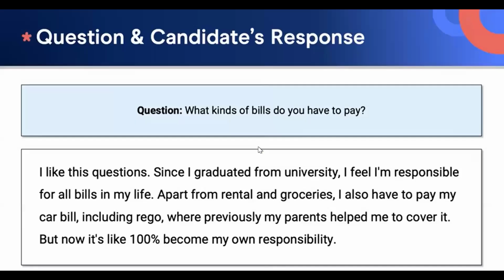Tim structures this answer well. He explains that since graduation, he's taken on responsibility for his bills. He gives examples, rental and groceries, and he says he has to pay his car bill. Car bill is not very precise, but he clarifies his meaning, saying including rego.